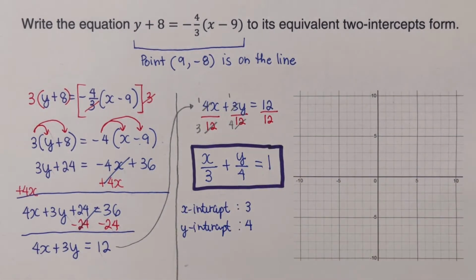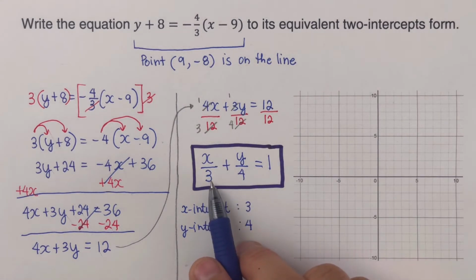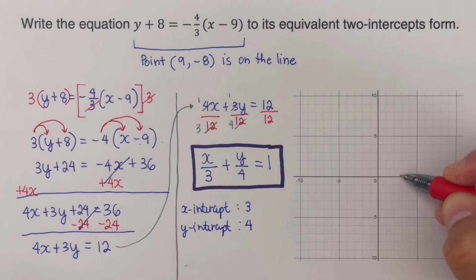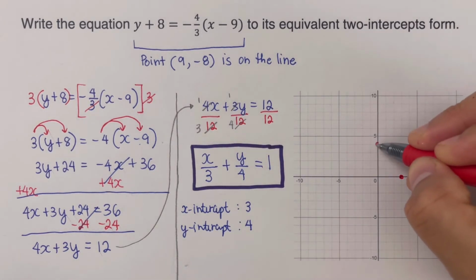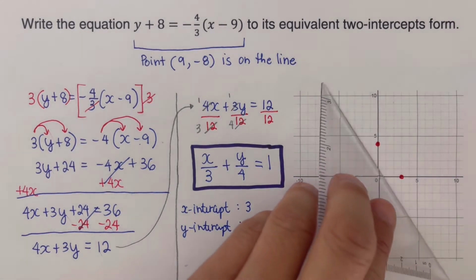So we can go ahead and sketch this equation that we have right here. It says that our x-intercept is at 3, so I'm going to go ahead and plot that right here. So it goes to 3. This is our x-intercept, and the y-intercept is at 4. So I go ahead and connect these dots together to create the line.